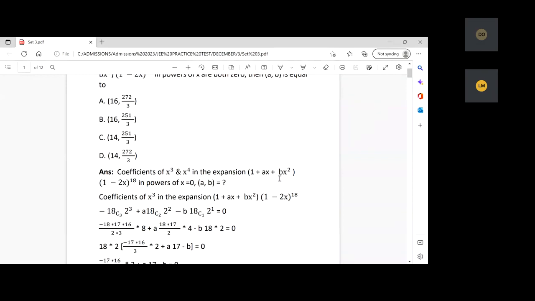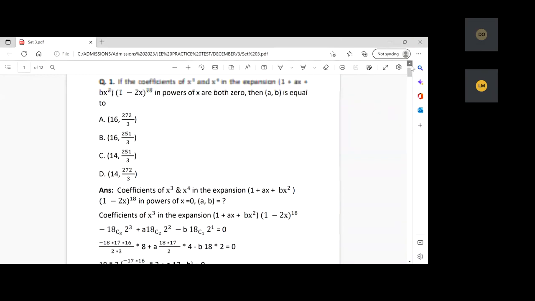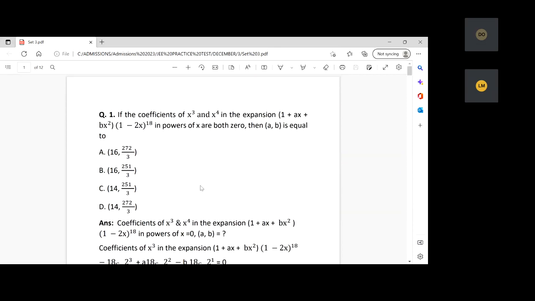I hope you got the basic idea. I'll just show the question once again. If the coefficients of x cube and x raised to 4 in the expansion of (1 plus ax plus bx square) multiplied by (1 minus 2x) whole raised to 18. So what you need to understand is the format, 1 minus 2x raised to 18.